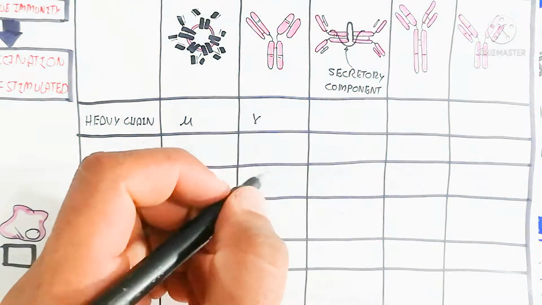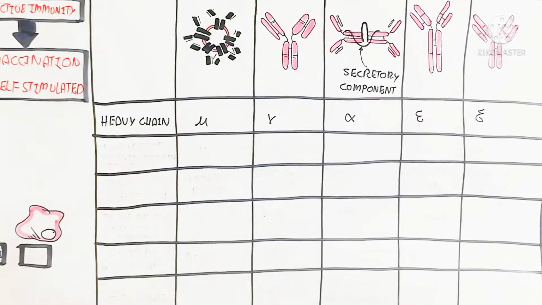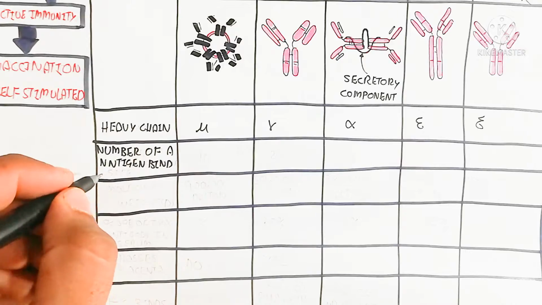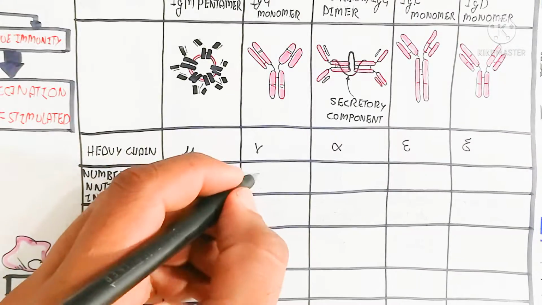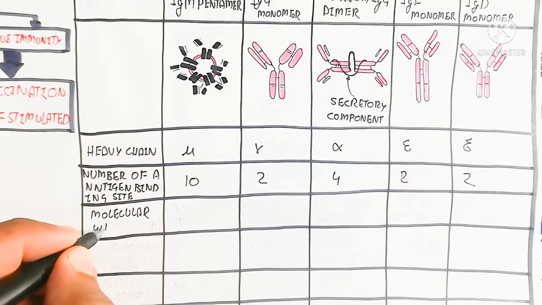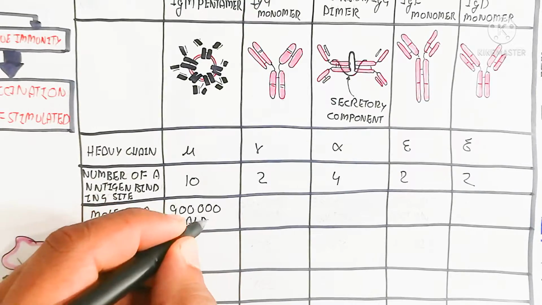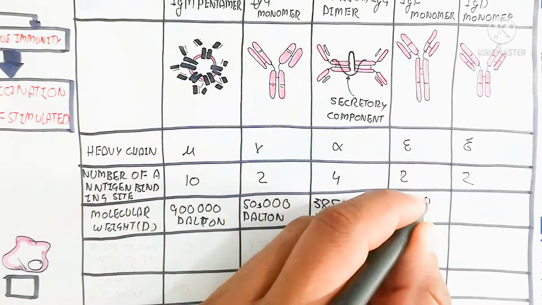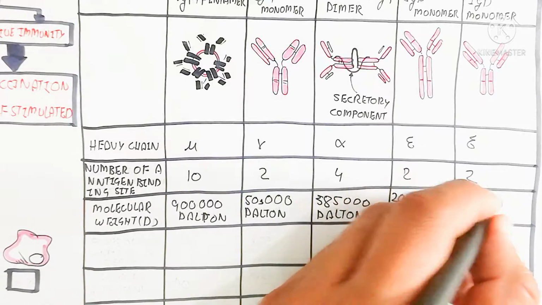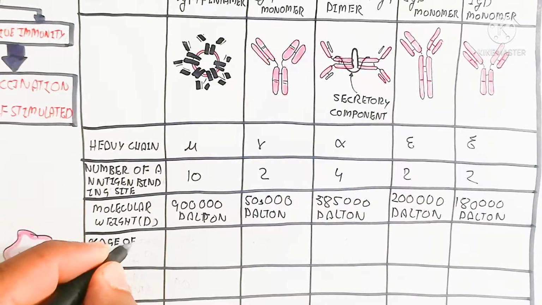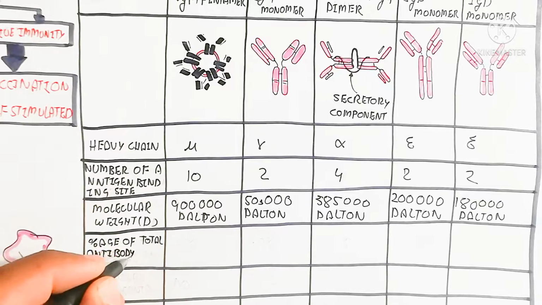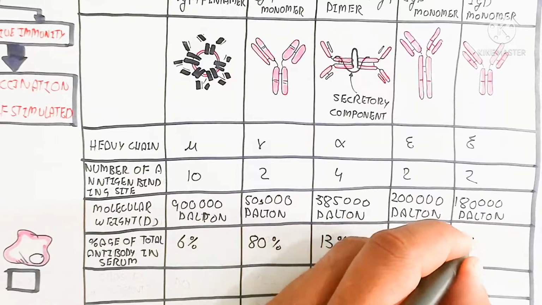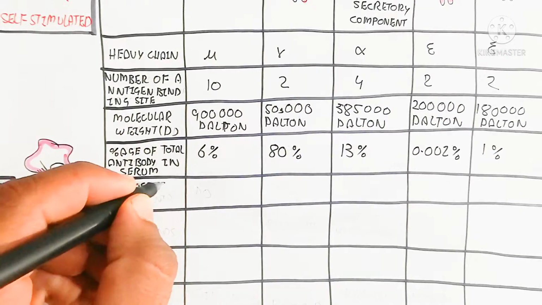So let's begin to understand the heavy chains. The heavy chains are denoted by mu, and here gamma, alpha, epsilon and delta. The number of antigen binding sites is 10 for IgM. Otherwise, the others have 2, and the dimer has 4. The molecular weight is given in Daltons. You can see this in this diagram, and you can think about that.